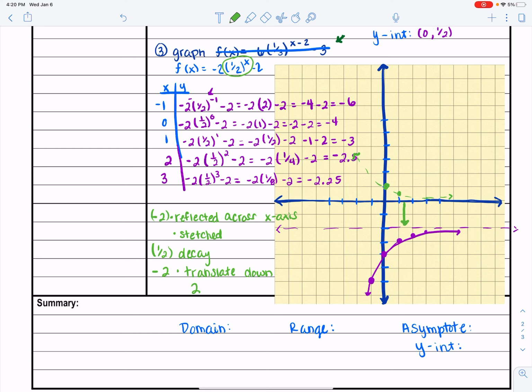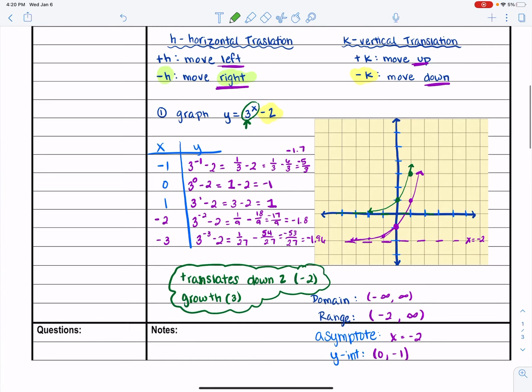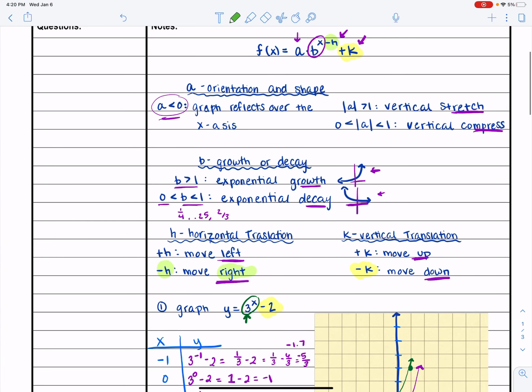Okay, so if you know the equation, you can make a table and you can just graph it. If you know the parent function and you want to know what's going to change about it, then that's when you can use these notes up here to figure out where it's going to go.